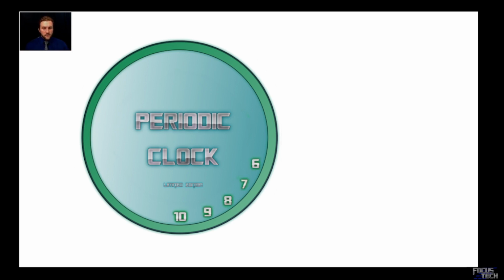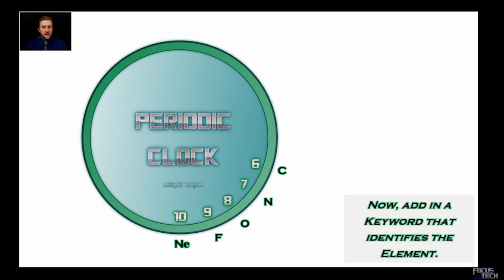Okay, let's fly through number 6 to 10. So 6 was C, 7 N, 8 O, 9 F, 10 Ne. Now for that keyword, we can do diamond for carbon, fertilizer for nitrogen, H2O for oxygen, maybe CFCs for fluorine, and light for neon.